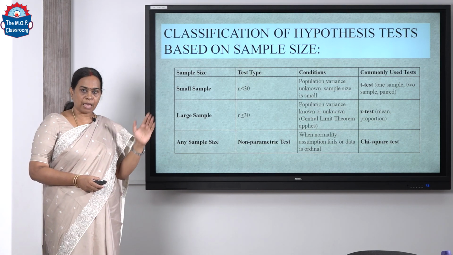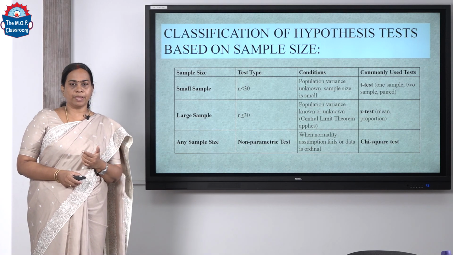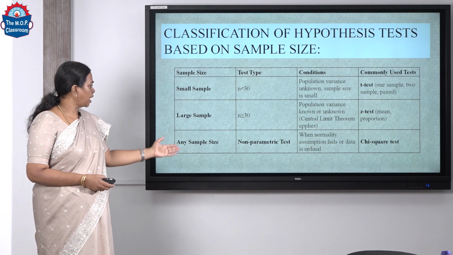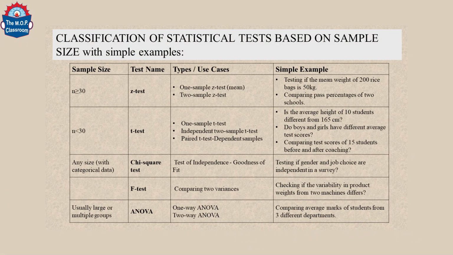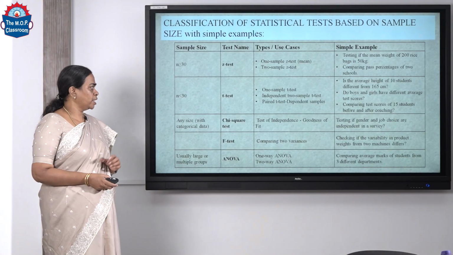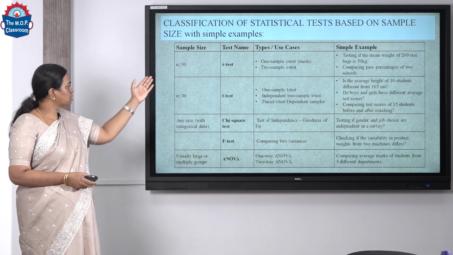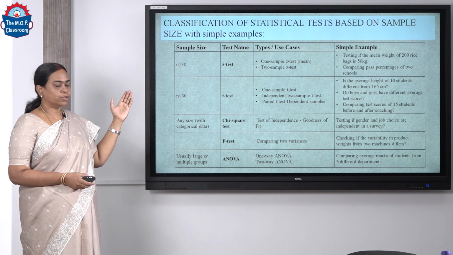These two are called parametric tests. We have one more test, the non-parametric test, which depends upon categorical data, that is called the chi-square test. Now, classification of statistical tests based on sample size, with a simple example explanation: n greater than or equal to 30. So, it is the large sample, you have to use the z test.